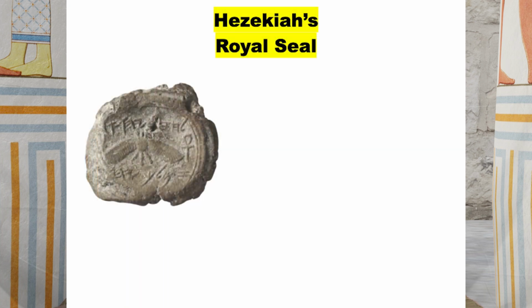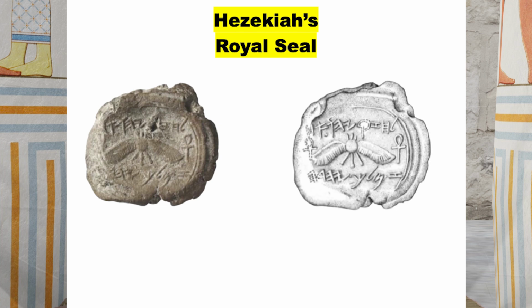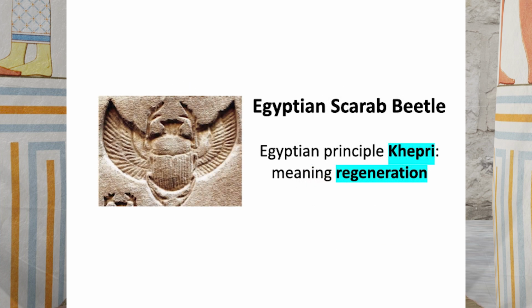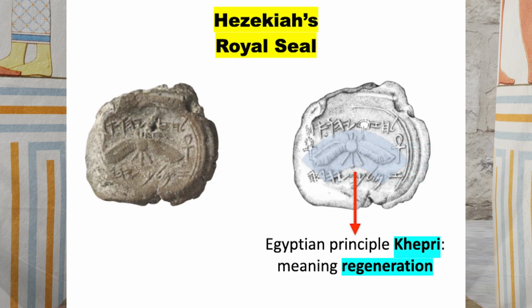For example, under Hezekiah, as you're seeing in this picture, is Hezekiah's national seal. This is the king's seal. In the center, you see the actual seal itself, and to the right, you can see a drawing of it. And to the left, you can see the Egyptian scarab beetle. On Hezekiah's signet and seal is the Egyptian principle Khepra. So here we see that Egypt is still being influential in Israel.